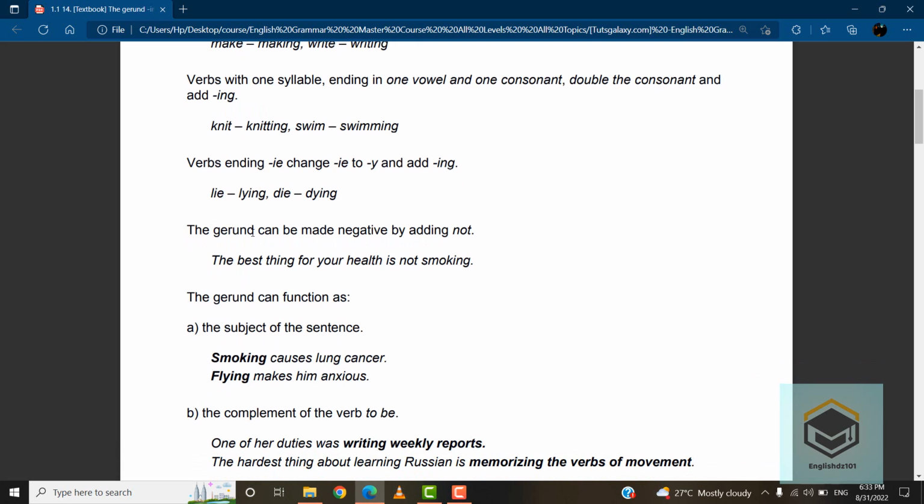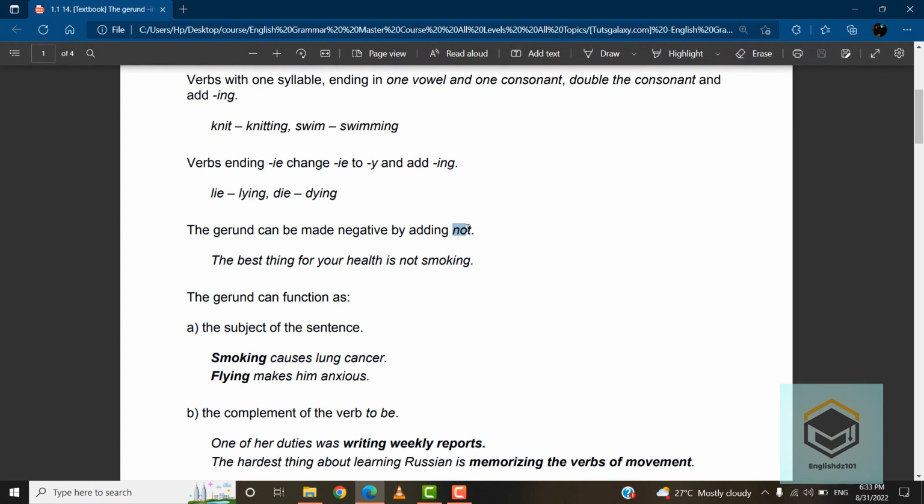Now, if we want to make a negative statement, we simply add not. For example, the best thing for your health is not smoking.